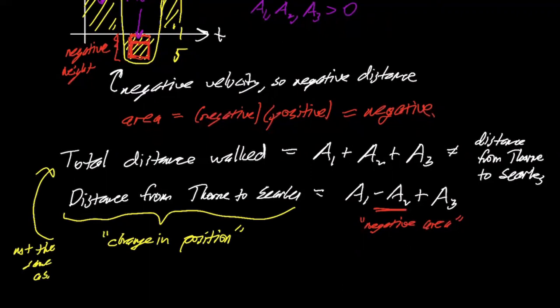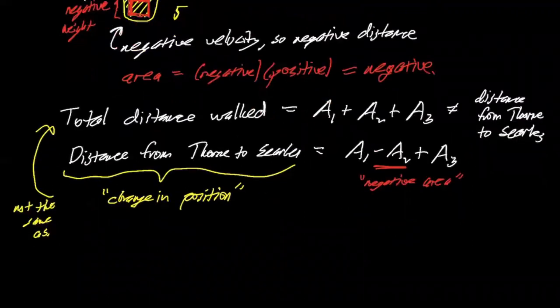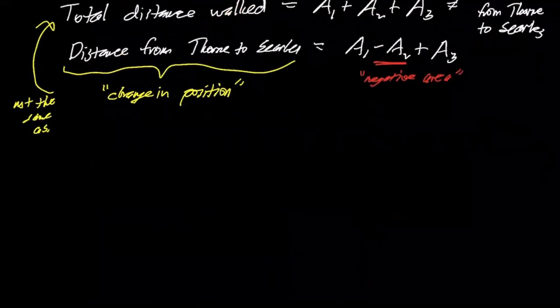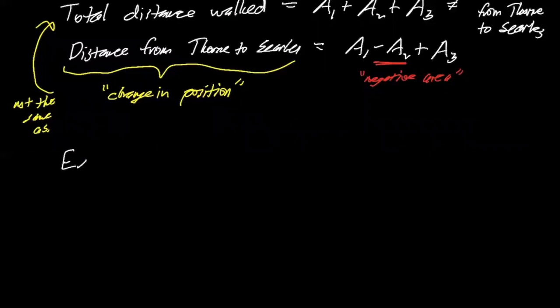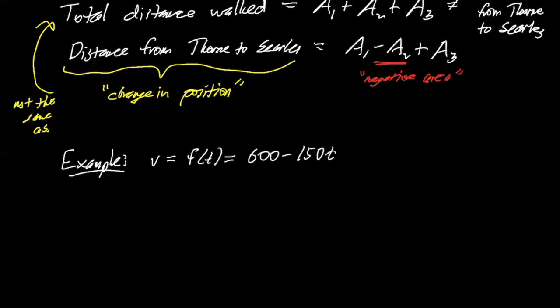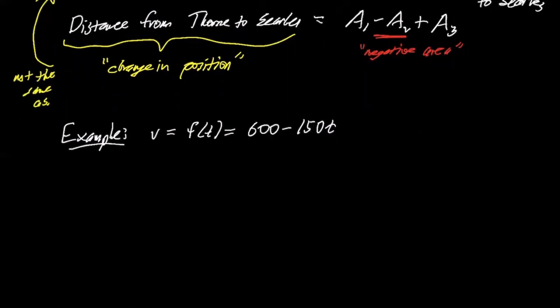And just as an example, you can imagine scenarios like this. I think that kind of gets at what I'm trying to get at, but let me just do a quick example. What if your velocity function, in the previous example we had something like 60 plus 80t. Let me do a different one. Let me say it's 600 minus 150t. Okay, so that's just a function.